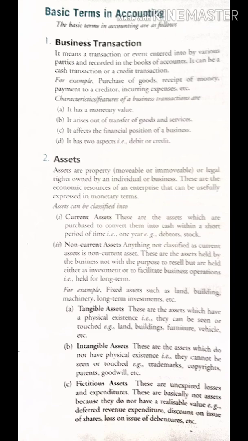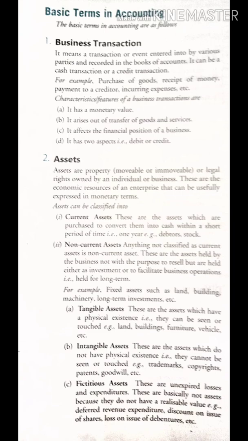First is business transaction. It means a transaction or event entered into by various parties and recorded in the books of accounts. It can be a cash transaction or a credit transaction. Do remember, any business transaction which is recorded by different parties in the books of accounts is known as a business transaction. This transaction can be in cash also, in credit also.